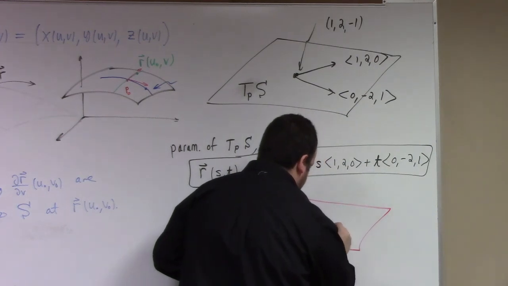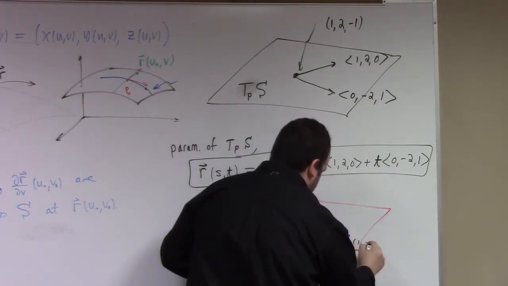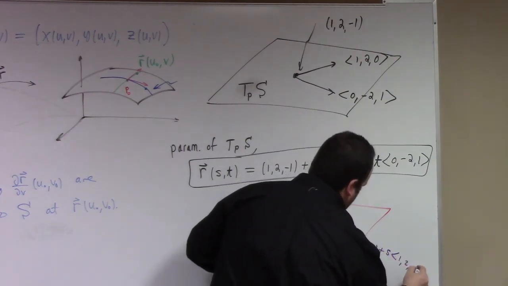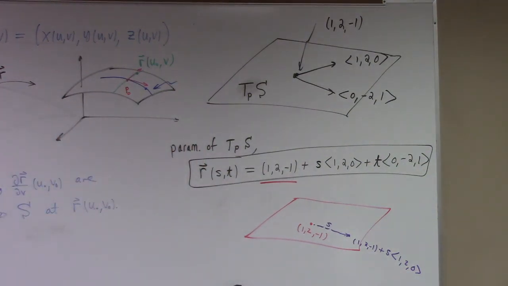You know, this is S. So this point right here would be (1, 2, -1) plus S times the first tangent vector. And then you're adding T copies of the other tangent vector. But the point is you're adding linear combinations of tangent vectors, right? And it's a plane, so that means you're staying on the plane. And as you let S and T vary over all possible values, that fills out the whole plane. That's a parameterization of the tangent plane.